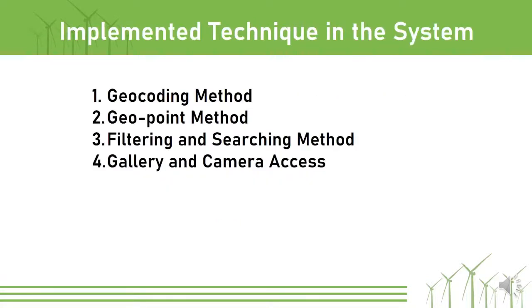Next are the implemented techniques in the system. First is the geocoding method. Geocoding is a method for the system to detect the latitude and longitude of the user and organization locations. Second is the geopoint method, which is a method for Google to generate a route based on the organization and user latitude and longitude locations.